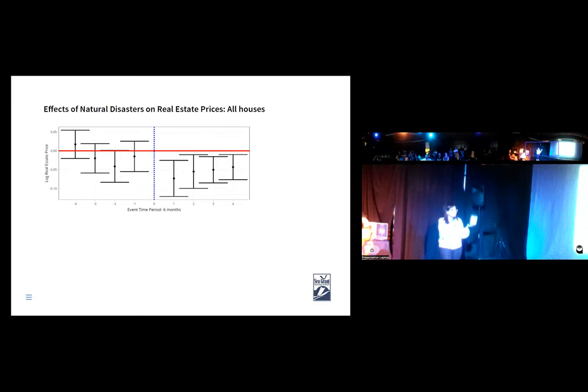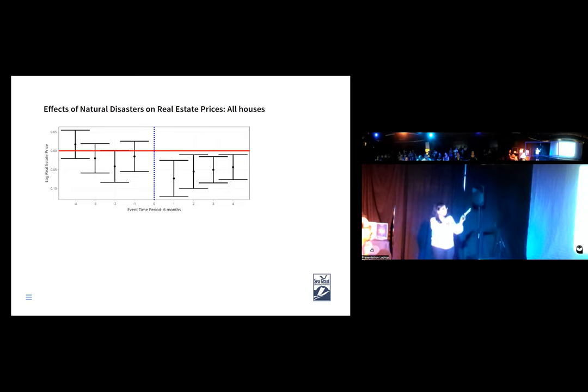Time period one consists of 6 months after the disaster. Time period two means you're considering 7 to 12 months after a disaster. Time period three means you're considering 13 to 18 months after a disaster. And time period four means you're considering 19 to 24 months after a disaster. So essentially you're looking at 2 years before a natural disaster and 2 years after a natural disaster.